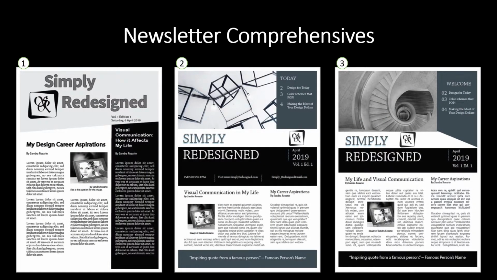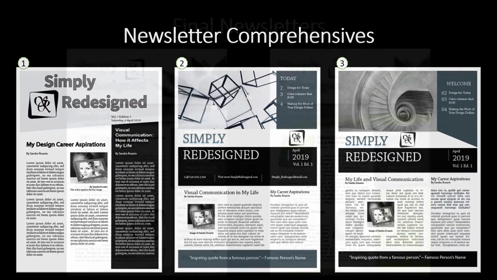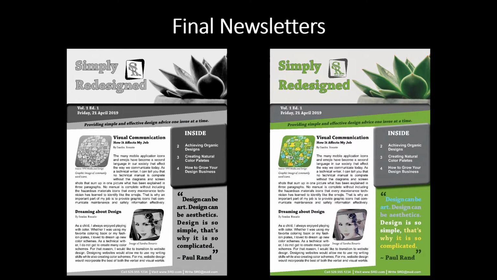In my comprehensive designs, I continued to experiment with the golden mean and the Gestalt principles to achieve a well-balanced design. I eventually chose a format with a diagonal line because I felt it would complement the diagonal slant of my personal logo. My final black and white newsletter was a compilation of all three of my comprehensive designs.